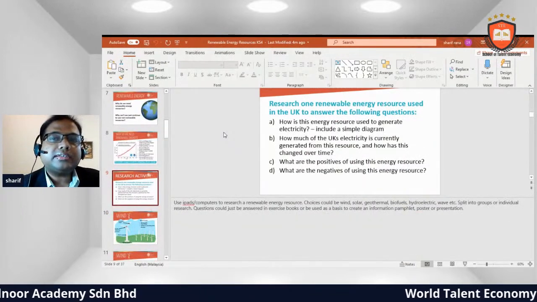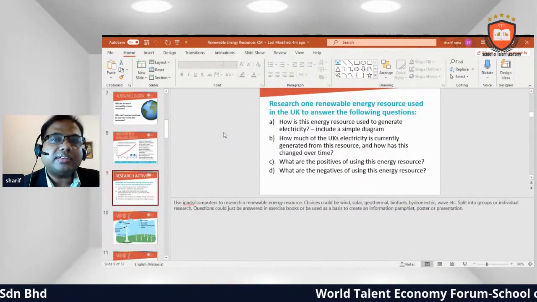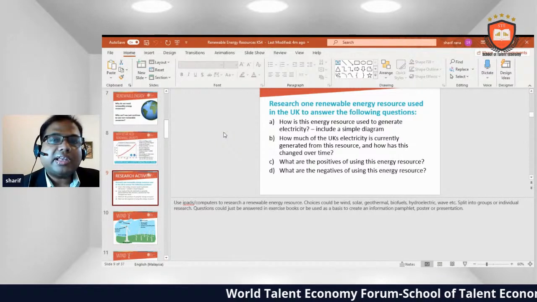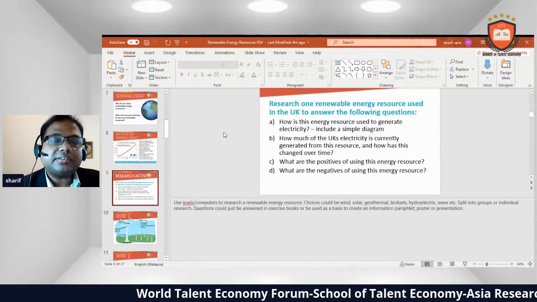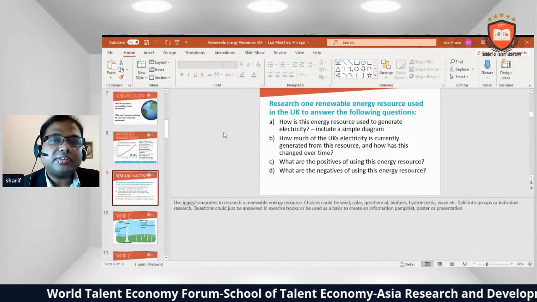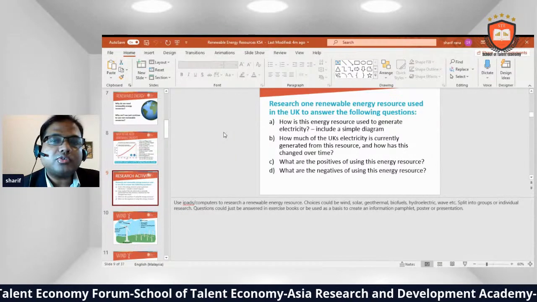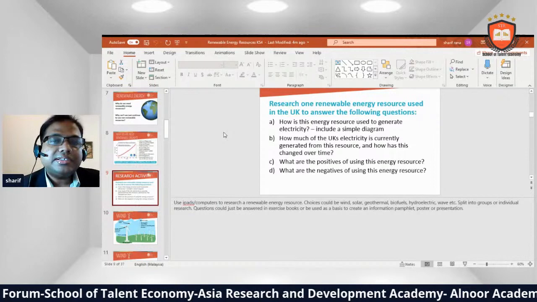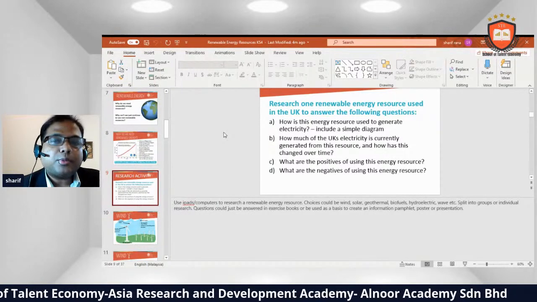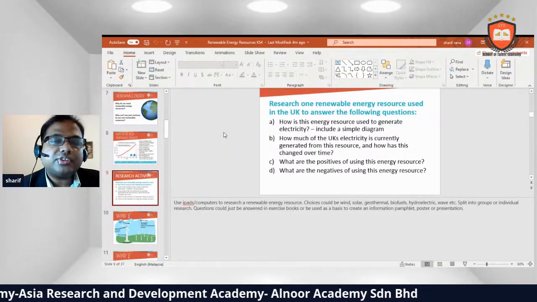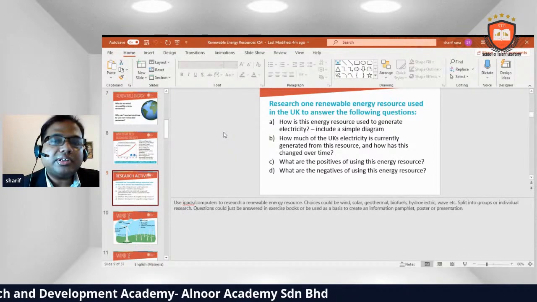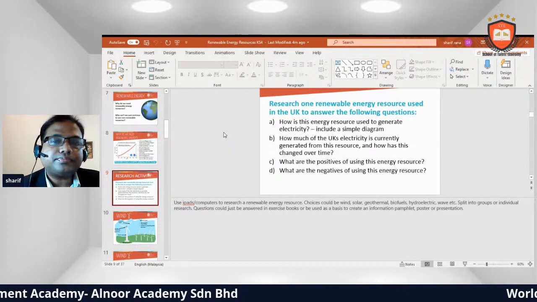Research on renewable energy resources used in the UK to answer the following questions: how is the energy resource used to generate electricity? How much of UK electricity is currently generated from the resource, and how has this changed over time? What are the positives of using the energy resource? What are the negatives of using the energy resource?